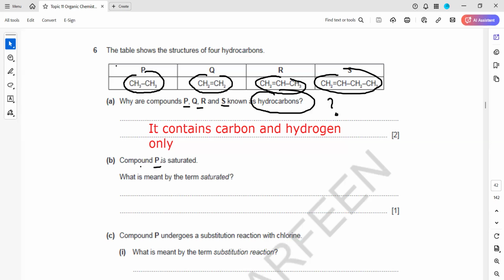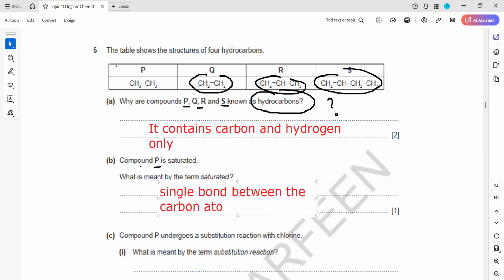The next is compound P. As you can see here, this is compound P. What is meant by the term saturated? In a hydrocarbon, when we say it is a saturated hydrocarbon, it means it contains single bonds between the carbon atoms. Because there's a single bond between the carbon atoms, that's why we call it a saturated hydrocarbon.